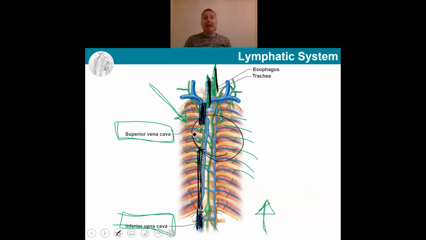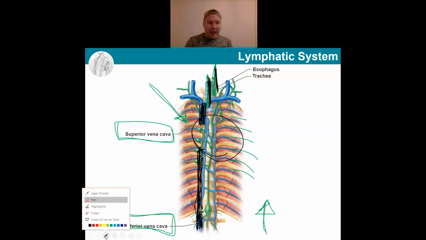The inferior vena cava was a vein that brought all the blood from the rest of the body to the heart. When we look at this diagram, we'll notice that now we've added a couple of lymphatic structures to this diagram.